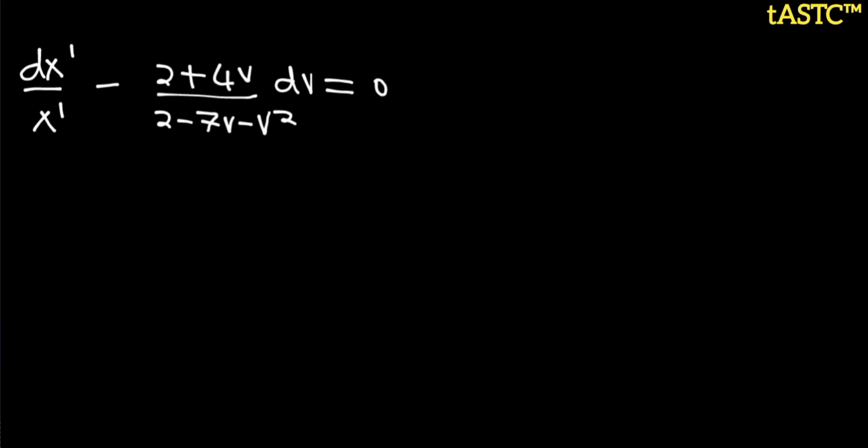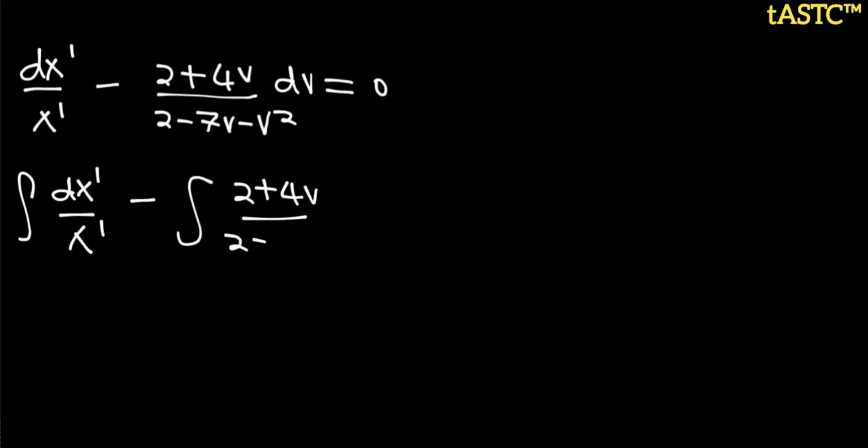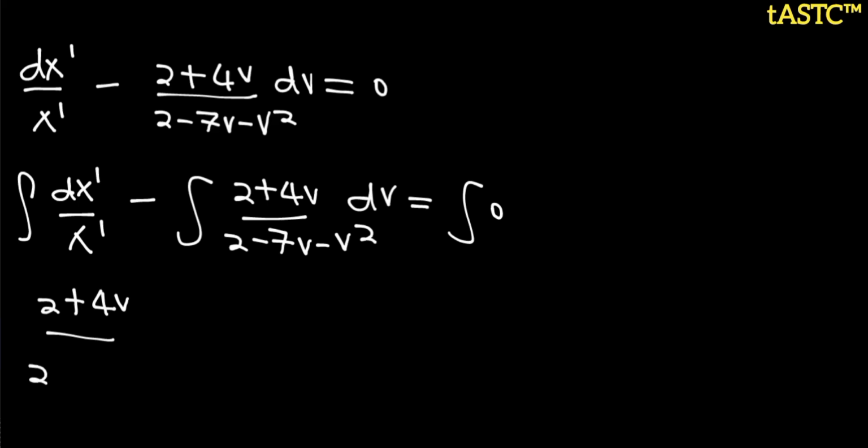So now we can integrate both sides of the equation. So here we're going to have the integral of dx prime over x prime minus the integral of 2 plus 4v over 2 minus 7v, rather, and you have a dv, and this is going to be the integral of 0. And the next thing you need to do, you need to solve this using partial fractions. So let us try to do that. If you had a 2 plus 4v divided by a 2 minus 7v minus v squared, you can factor this out. So how can we factor it?